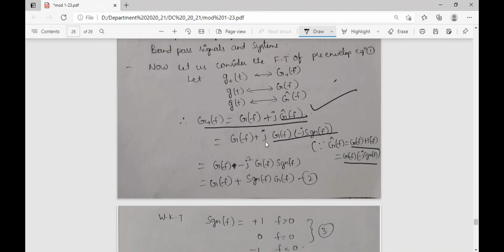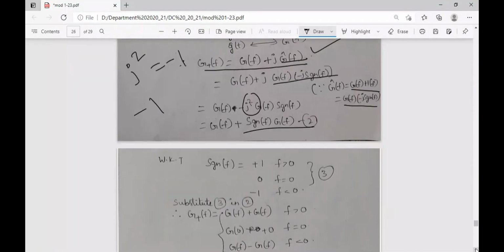Now you multiply this entire thing by j. Okay, so I'll get minus j square g of f signum of f. J square is minus 1. So in place of j square, I have to substitute minus 1. When I substitute minus 1 here, minus 1 into minus 1 will be plus. So it will be plus signum of f into g of f function.